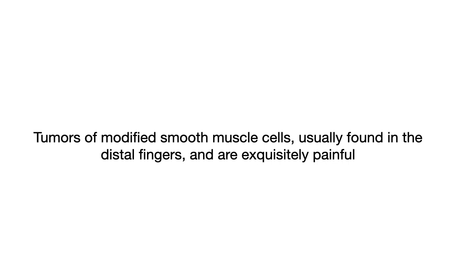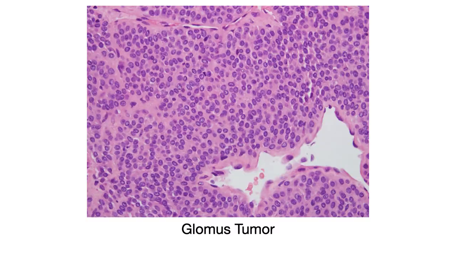These are tumors of modified smooth muscle cells, usually found in distal fingers, and are exquisitely painful. These are known as glomus tumors, and depending on the amount of vascularity present, they can also be known as glomangiomas. They are usually found in the tips of the fingers and cause extreme pain. Glomus tumors may also be found in other soft tissues, in which case pain is not a common presenting symptom.